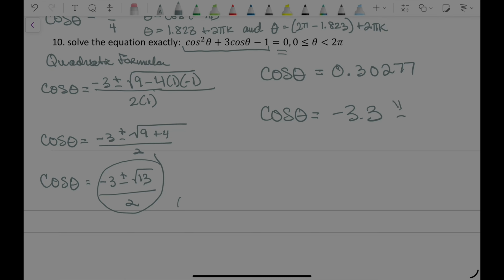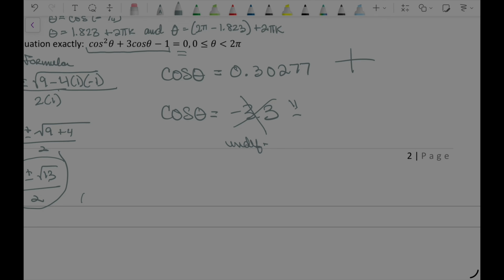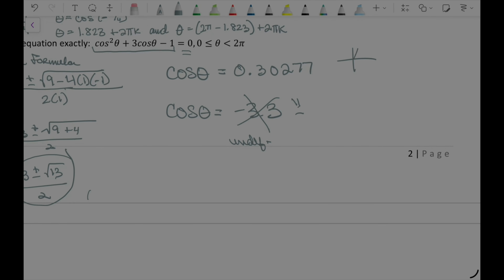We know that the cosine function toggles between -1 and +1. This is undefined. There's no solution there. But the top one does have a solution. When is the cosine value 0.3? If you're looking at your unit circle, you would be looking at when x is really small and positive. It's going to happen up here in quadrant 1 and down here in quadrant 4.